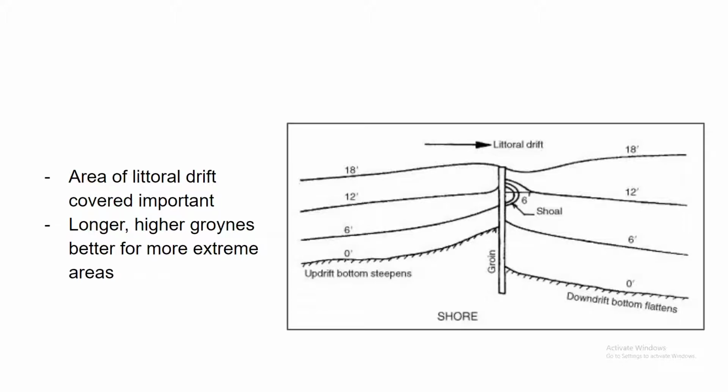The effectiveness of a groin depends on several variables. Firstly is the area of littoral drift that is covered by the groin. Longer and higher groins may be better for areas with more oblique longshore drift. However, one does not want the entire area of sediment to be covered, to allow some sediment to reach the leeway side of the groin and build up on the downward drift side.